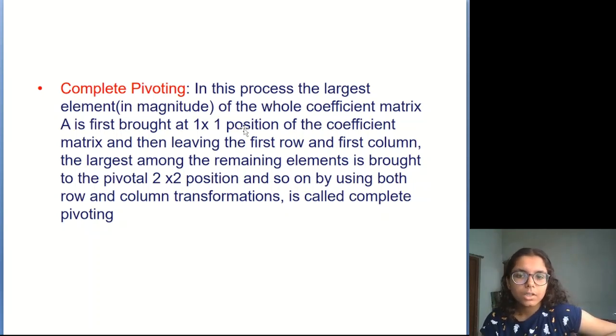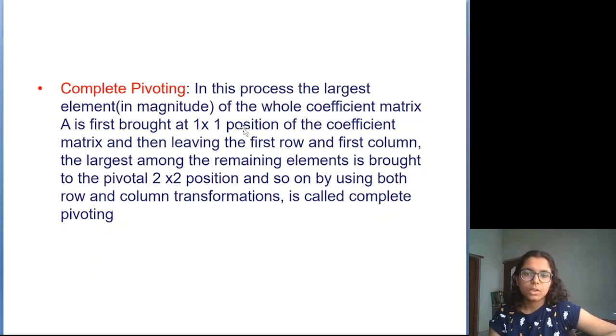In this process, the largest element of the whole coefficient matrix A is brought to the first position of the coefficient matrix. Then, leaving the first row and first column, the largest among the remaining elements is brought to the pivotal 2 by 2 position. So on, by using both row and column transformation, is called complete pivoting.